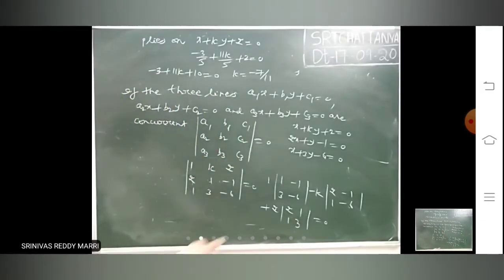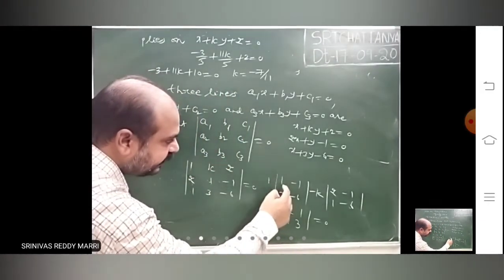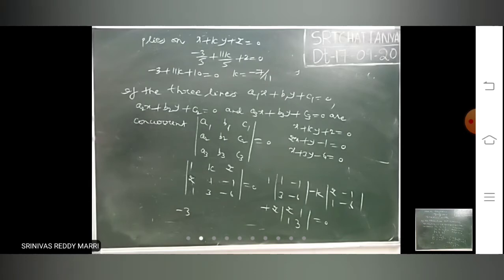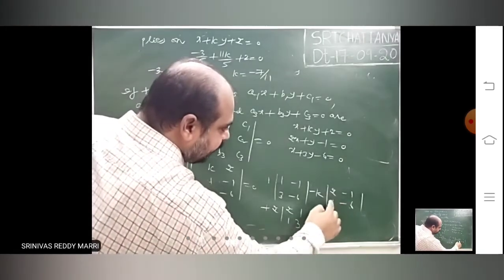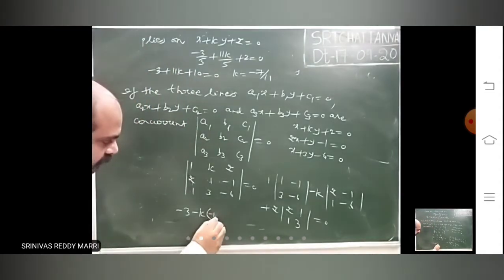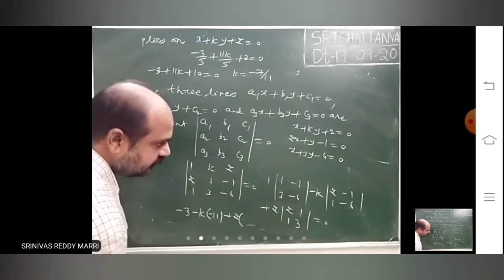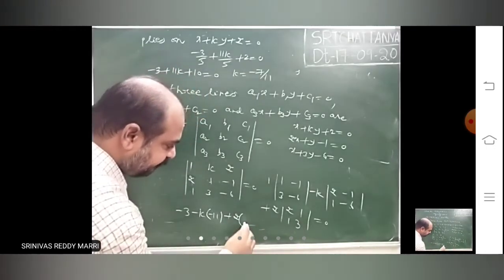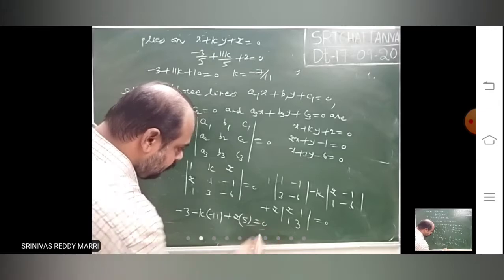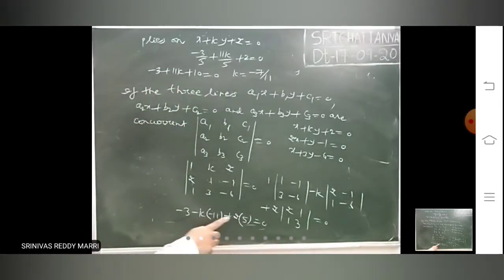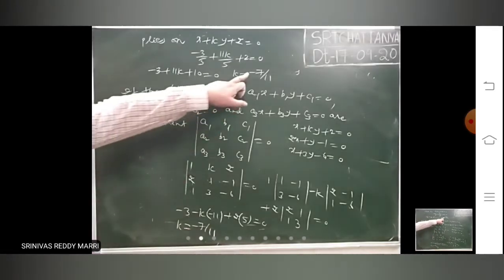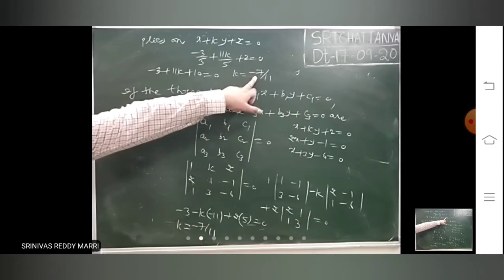So you will get this into this minus 6 plus 3 minus 3, minus k into minus 12 plus 1 minus 11, plus 2 into 6 minus 1. So therefore, 10 minus 3 on that side. So k equals minus 7 by 11. You will get the same answer with both methods.